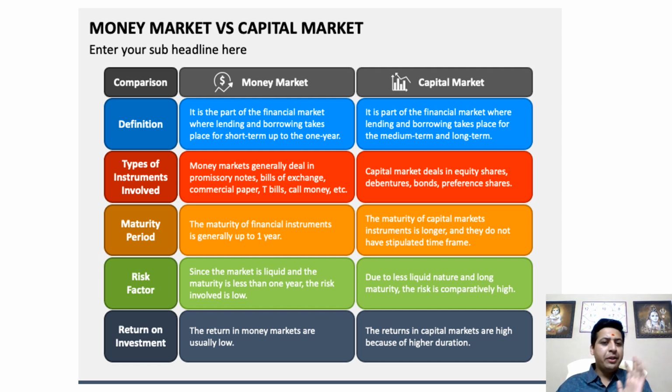Then what is the maturity period? There is a distinguishing factor in the money market and capital market. The maturity of a financial instrument in the money market is generally up to 1 year.